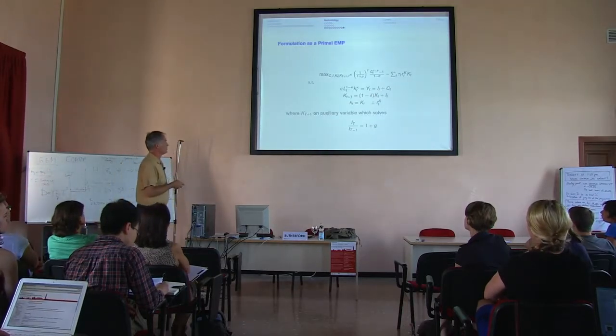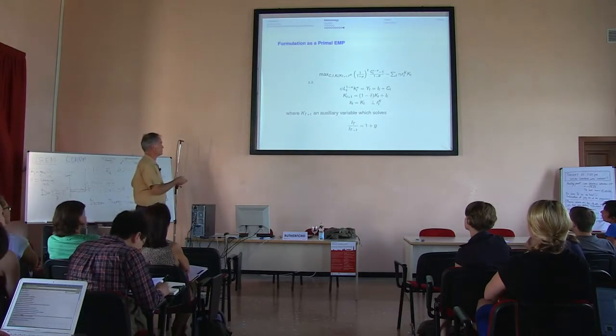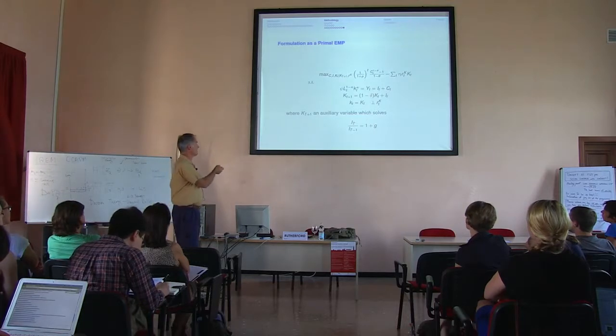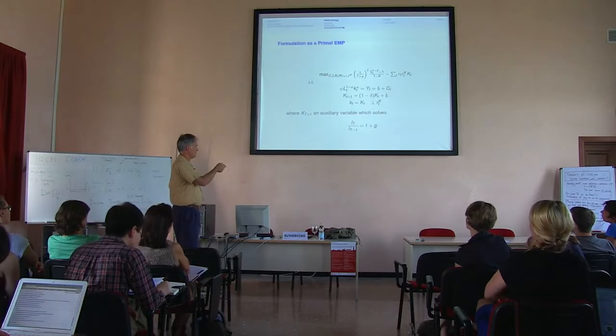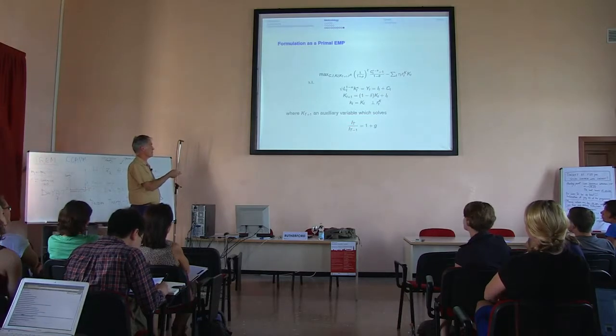So we can solve this as an EMP. This extended mathematical programming method permits you to solve this as an optimization problem and then say, oh yeah, and by the way, choose the level of KT plus 1 such that this holds. And so that's an EMP formulation, which makes it possible to add a constraint.